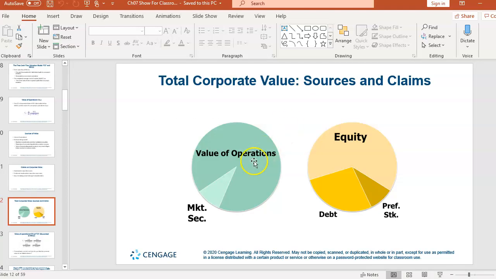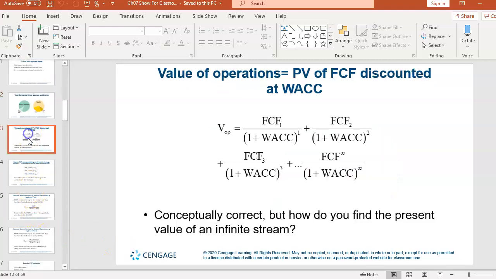So typically, on the left-hand side, this is a common value chart for most companies. The vast amount of value of a company is based on the value of operations. Only a small section is based on non-operating assets, what we'll call marketable securities and short-term investments. On the right-hand side are the claims. Equity is the owner's equity of the business. Think stockholders' equity, and that's common stockholders' equity. Then we have debt and preferred stock. Preferred stock is usually pretty small, and not every company has preferred stock. You don't have to have preferred stock. You do have to have common stock, though.